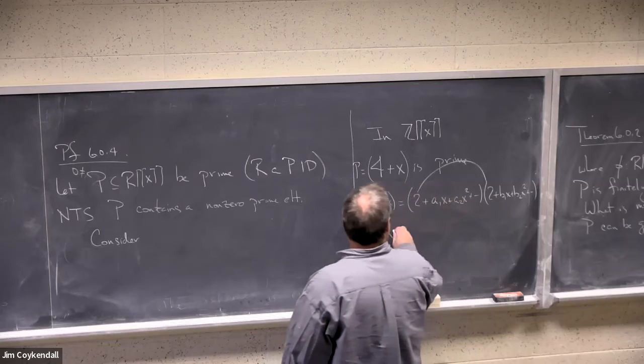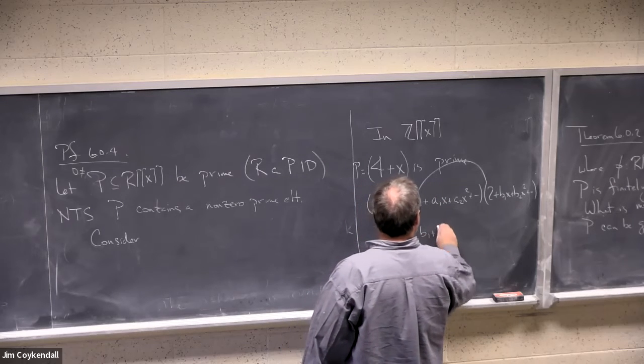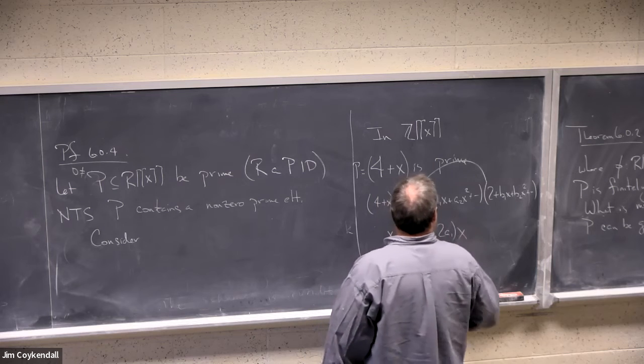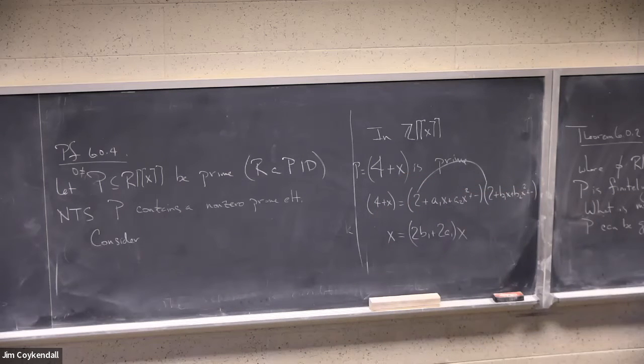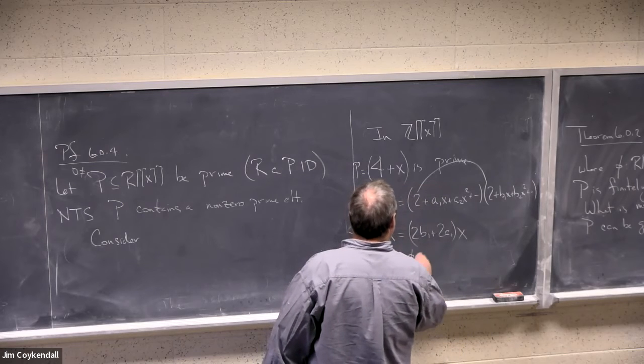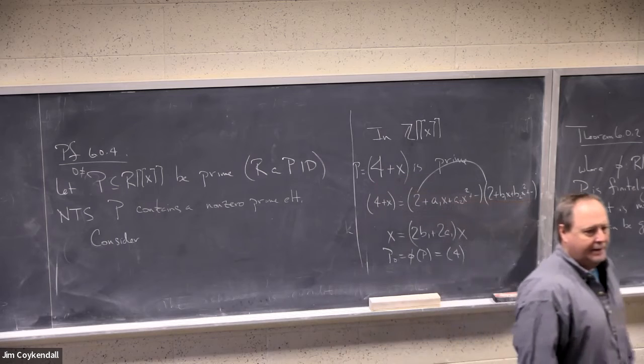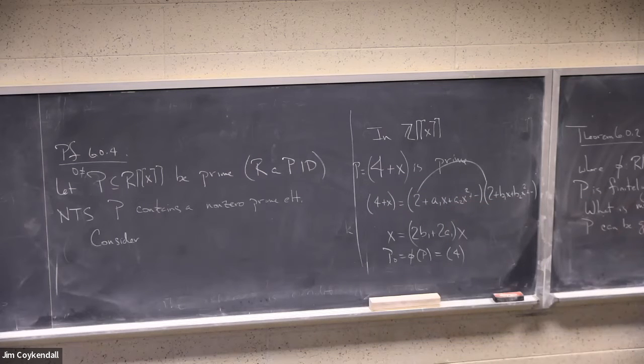But now matching coefficients, you get x should be 2b1 plus 2a1 x. And that's problematic because the coefficient is odd on the left and even on the right. So here's the problem. This is prime, but P0 is the ideal generated by 4. All right, so that's a little bit of a thorn in the side there.